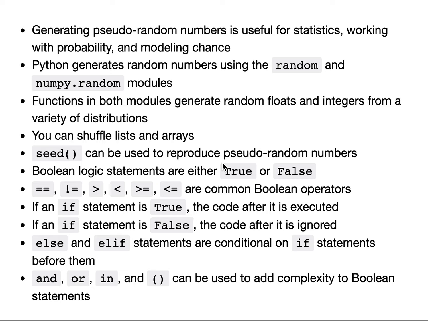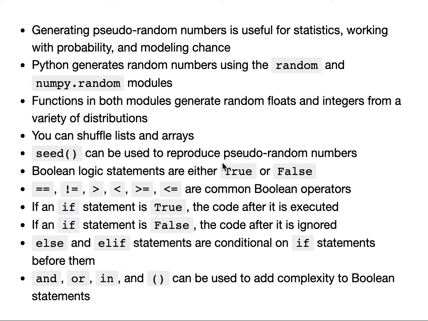In this video, we're going to learn about random number generation in Python and if statements. Generating pseudo-random numbers is useful for statistics, working with probability, and modeling chance. These numbers are not truly random. They're random in the sense of the respective distributions that they come from and their statistical properties, but they're pseudo-random in the sense that a sequence of pseudo-random numbers can be reproduced.